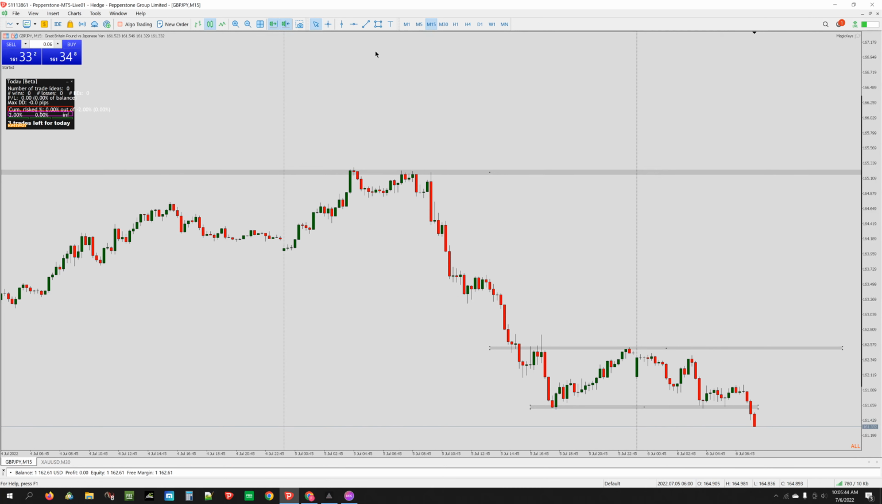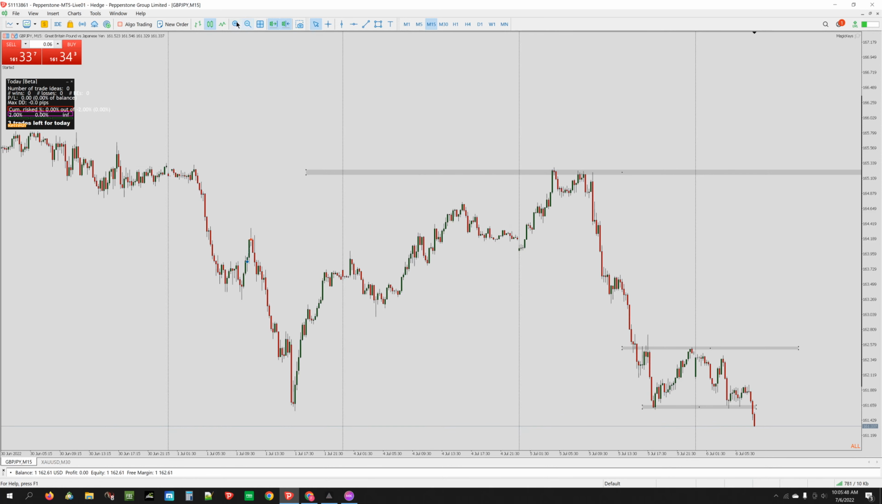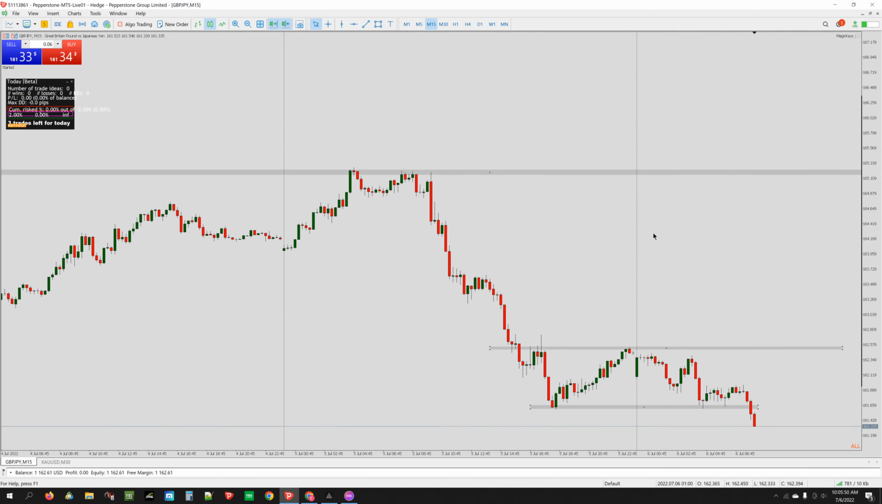I will be able to find some trades based on pattern 1 or on pattern 2, but we need to wait. We probably need to wait a lot today.